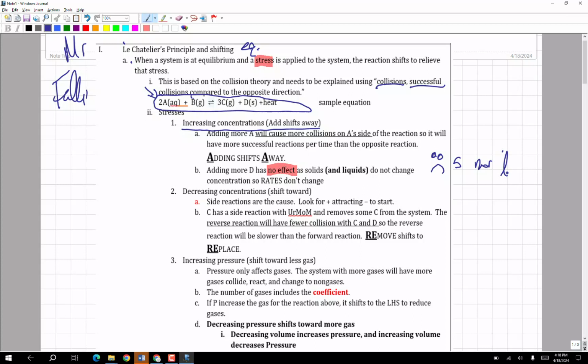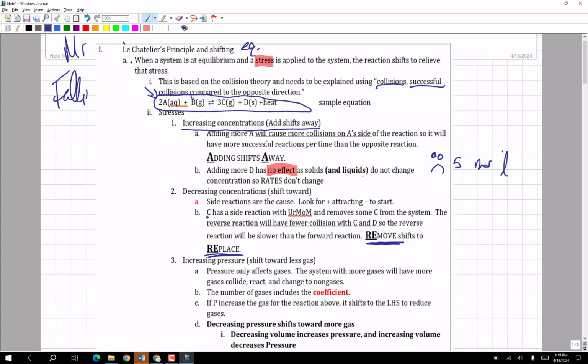Decreasing concentration is going to shift towards it. If I remove something, it's going to shift to replace it. Side reactions are the cause for this. So look for a positive attracting a negative. Now, I don't have that in this example, but a positive would be attracted to a negative.